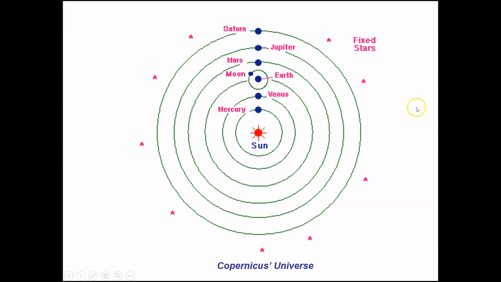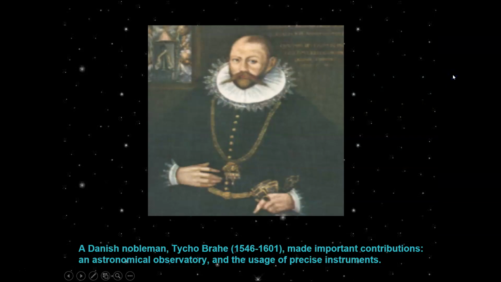Okay, and again, here's the heliocentric universe. Now, this guy here, Tycho Brahe, hugely important to the scientific revolution because he said, listen, science has to be measured and it has to be duplicated. So I'll give you an example.